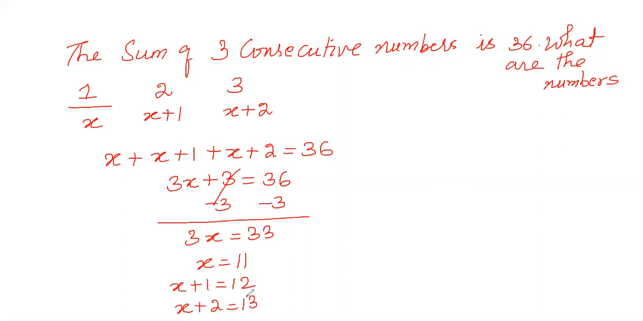11, 12 and 13 are the consecutive numbers. How to cross check? You add these numbers, you should get 36. So 11 plus 12 is 23. 23 plus 13 is 36. So your answer is correct.